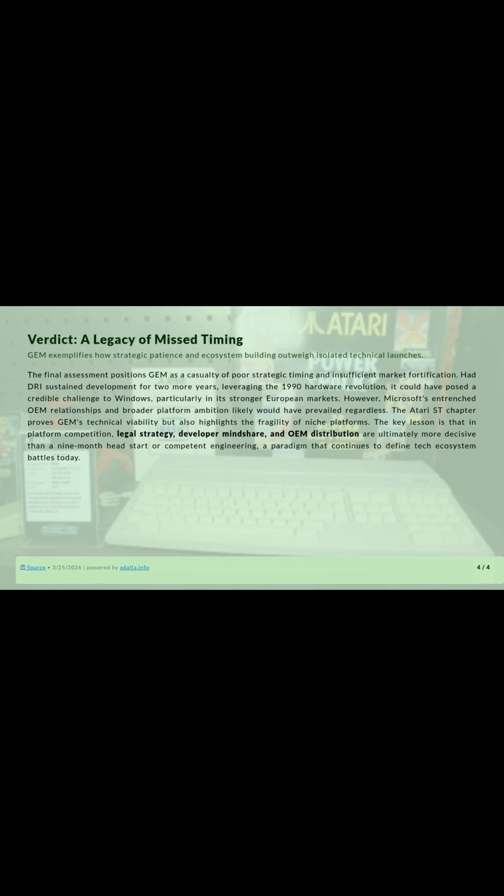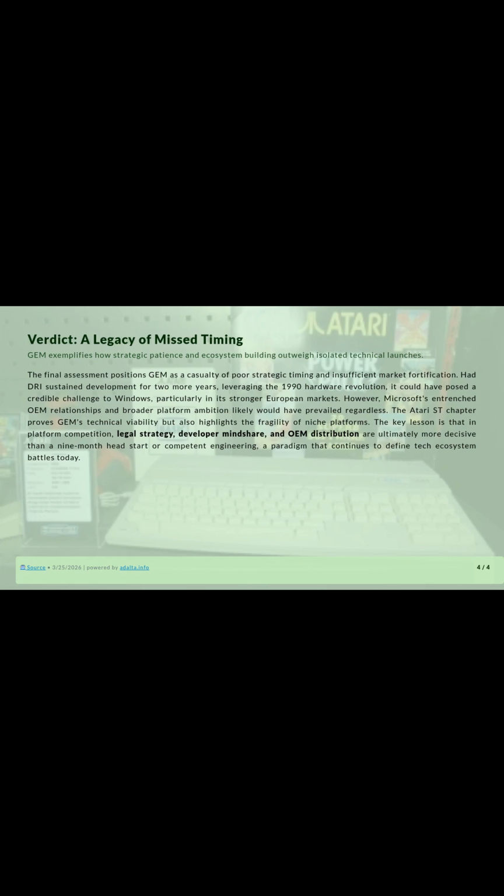Had DRI sustained development for 2 more years, leveraging the 1990 hardware revolution, it could have posed a credible challenge to Windows, particularly in its stronger European markets. However, Microsoft's entrenched OEM relationships and broader platform ambition likely would have prevailed regardless.